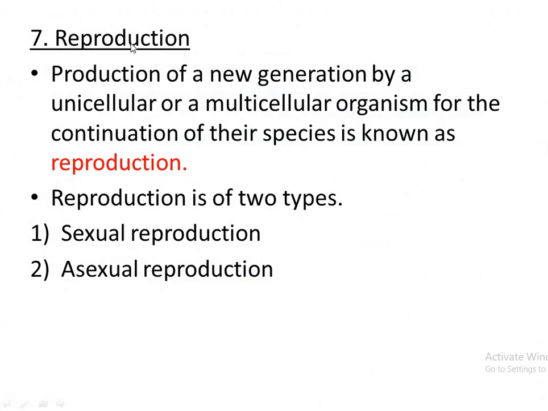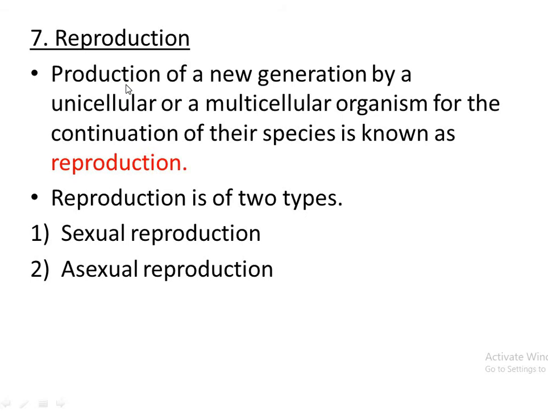Next up, we are talking about the seventh one, which is reproduction. Reproduction is the production of a new generation by a unicellular or a multicellular organism from the current one, for the continuation of their species.